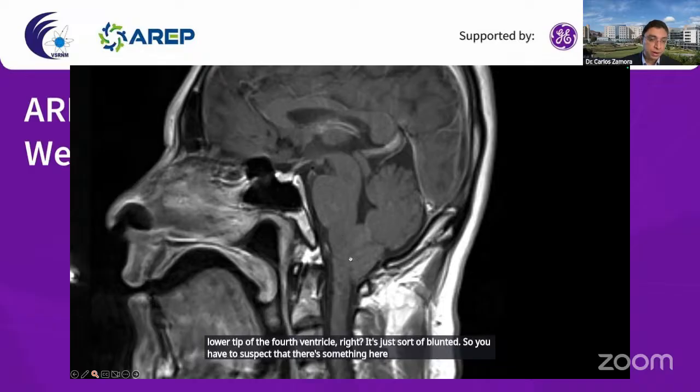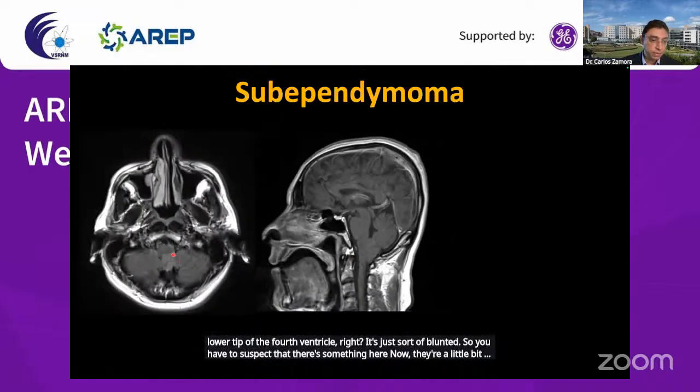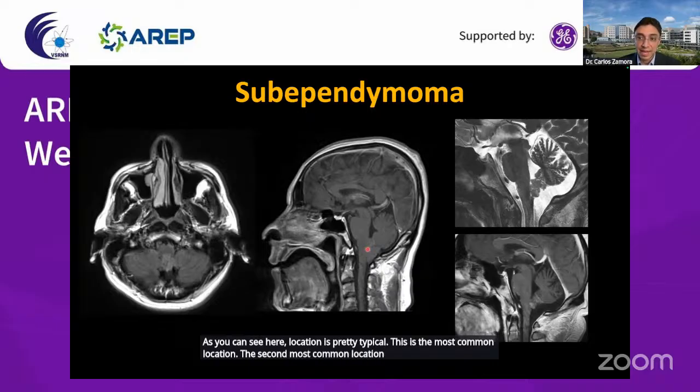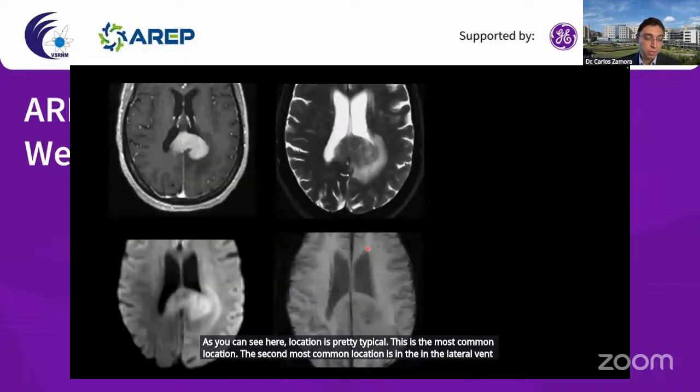Now, they're a little bit easier to see on the FLAIR, right? On the FLAIR, they tend to be hyperintense, right? And again, most of them do not enhance, but some of them may enhance, right? As you can see here, location is pretty typical. This is the most common location. The second most common location is in the lateral ventricles, where you might find them as well.